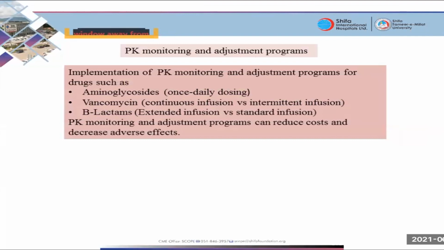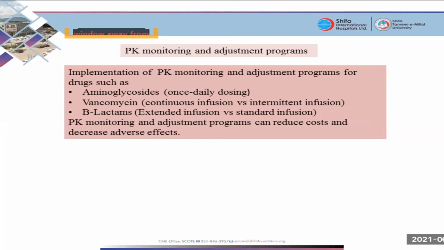First of all, PK monitoring and the adjustment programs. So ASP implementation of the PK monitoring program for the antimicrobials, such as aminoglycoside and vancomycin, because these programs can reduce the cost and adverse drug reactions. IDSA guidelines have recommended a pharmacokinetic monitoring program, and randomized studies have shown that individualized pharmacokinetic monitoring and adjustment as compared to the standard dosing is associated with fewer adverse drug reactions, and it decreases the length of hospital stay and mortality.